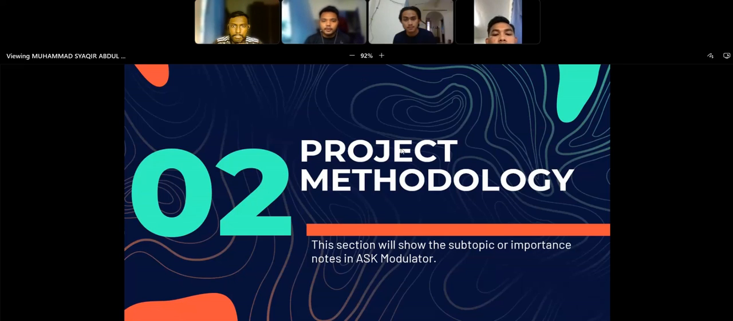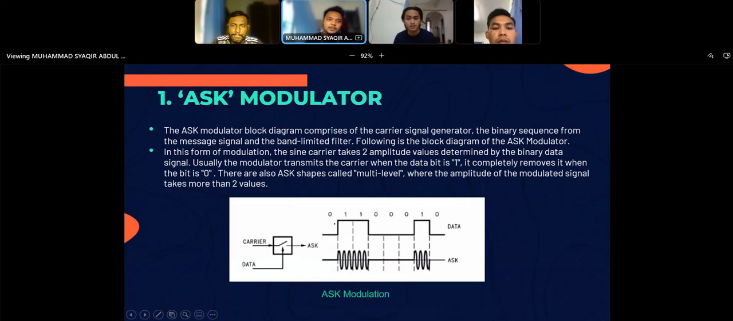So we'll explain about the project methodology. This section will show the subtopics and important notes in the ASK modulator. The first is the amplitude shift keying modulator. The amplitude shift keying modulator block diagram comprises the carrier signal generator, the binary sequence from the message signal, and the band limited filter. Following is the block diagram of the ASK modulator.